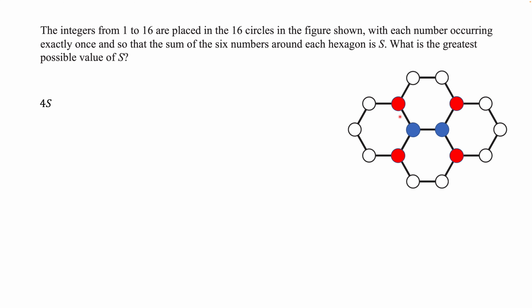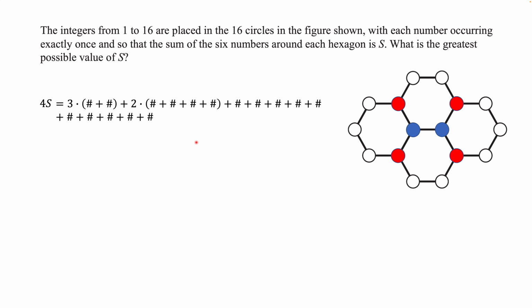Now, these red numbers are going to be seen twice in the sum. Okay? The white numbers are going to be seen once, right? So if you look at 4s, we can represent it like this, where those pound signs are numbers. There are 16 pound signs that represent 16 different numbers. And you see 2 numbers we're going to see 3 times, 4 numbers we're going to see twice, the rest of them we're going to see once. Okay? And now the question is, if I have 16 numbers, 1 through 16, how do I get the maximum value for this? Well, the answer is this.